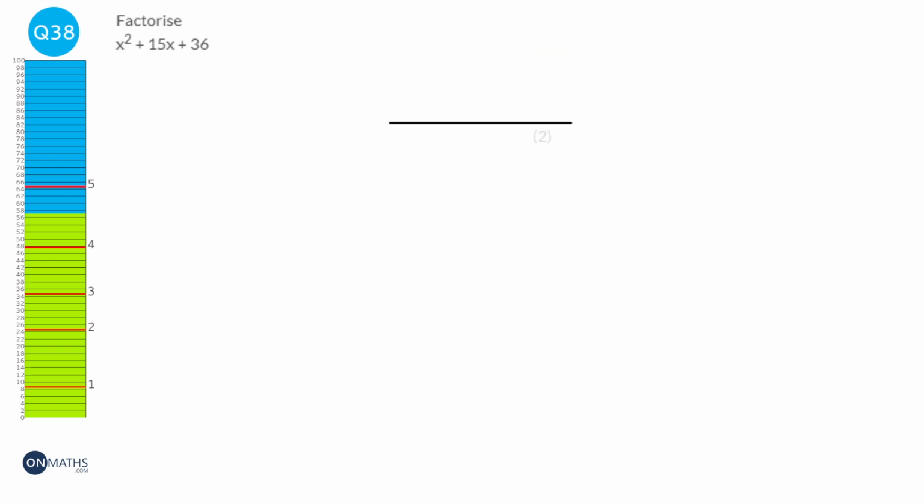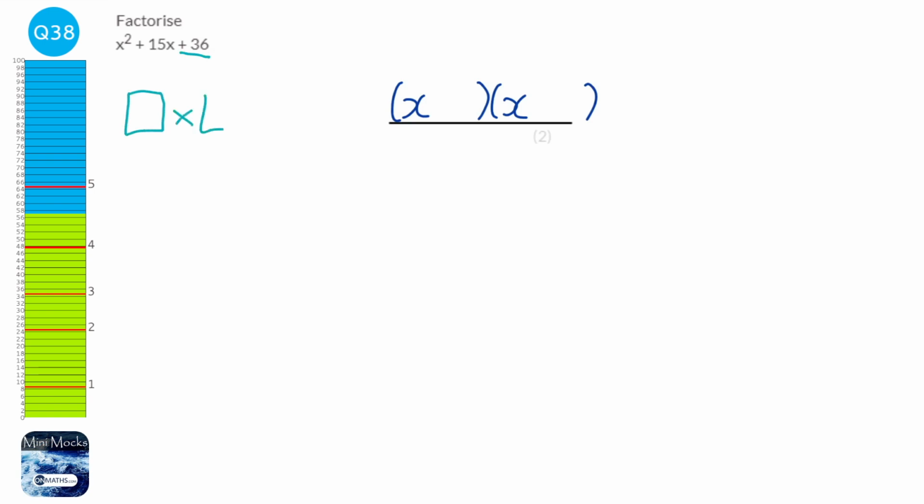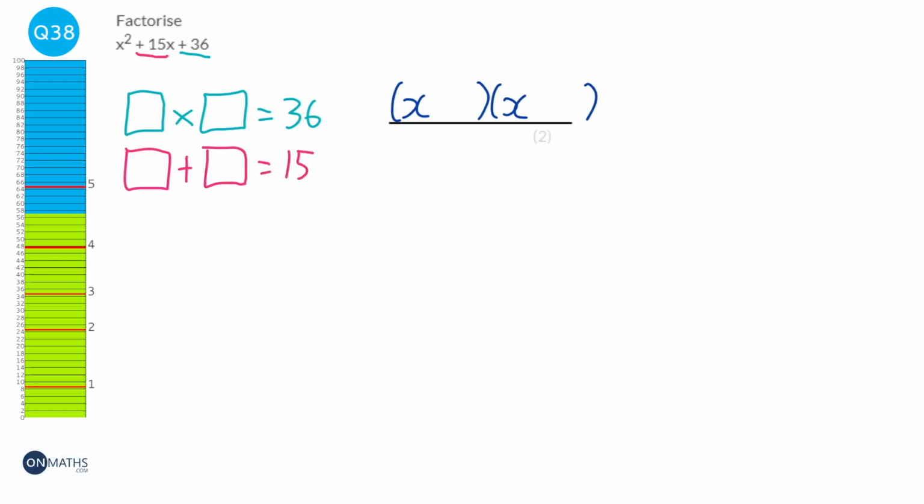So here we're asked to factorise a quadratic, and our answer will be x plus or minus something, x plus or minus something. So it'll be 2 sets of brackets with an x at the start. Okay, so to be able to find out what's in the bracket, we look at the 36 there, and we know we're going to have to multiply 2 numbers together to make that 36, and we look at the coefficient of the x, that 15, and we know we're going to have to add these numbers together to make that 15. Now if you can figure out the answer in your head, that's absolutely fine.